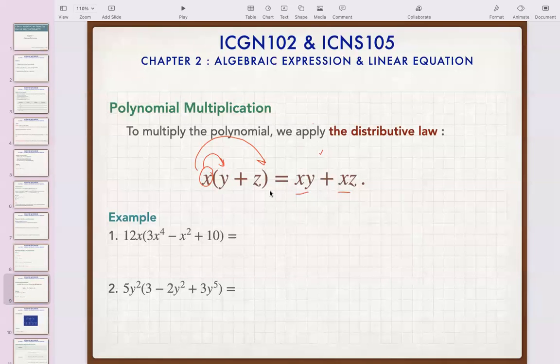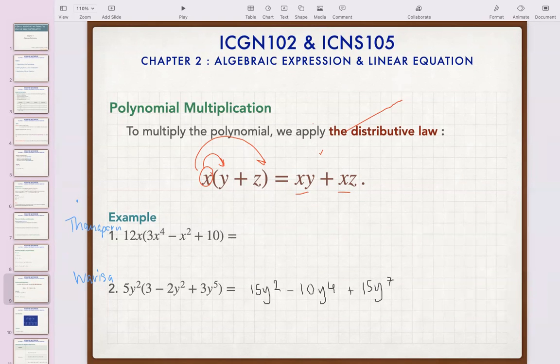The first one is Warisa, the other one is Thanaporn. So for Warisa's one, we multiply 5y squared to each term. Then we get 15y squared, subtracted by 10y to the fourth. Plus 3 times 5 is 15, y to the power of 5 plus 2 is 7. Yeah, that's correct.